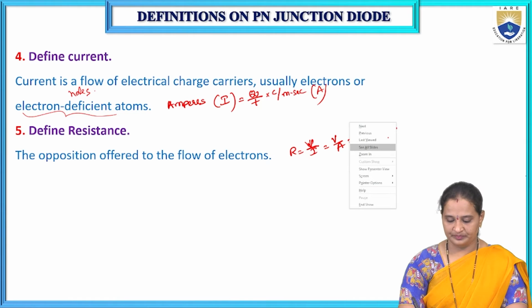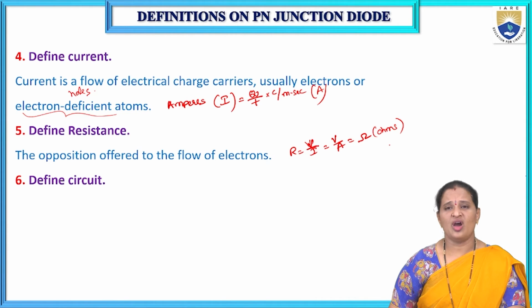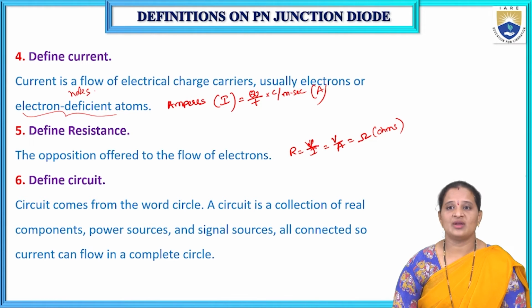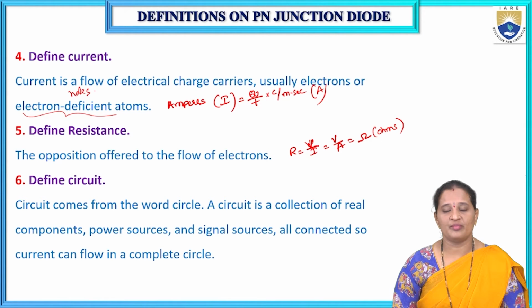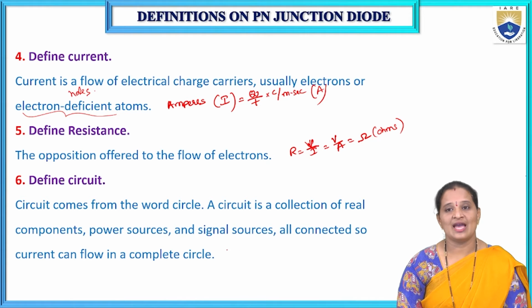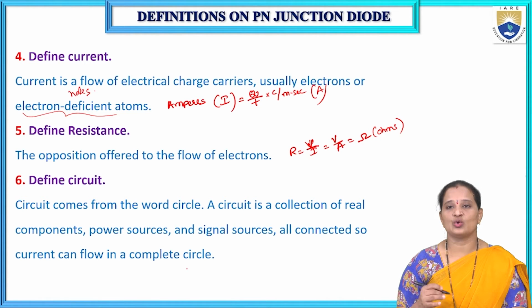Now coming to the next one, circuit. How can we define a circuit? What is a circuit here? Circuit is nothing but the interconnection of a number of components along with the power sources and signal sources such that it can form a closed loop.